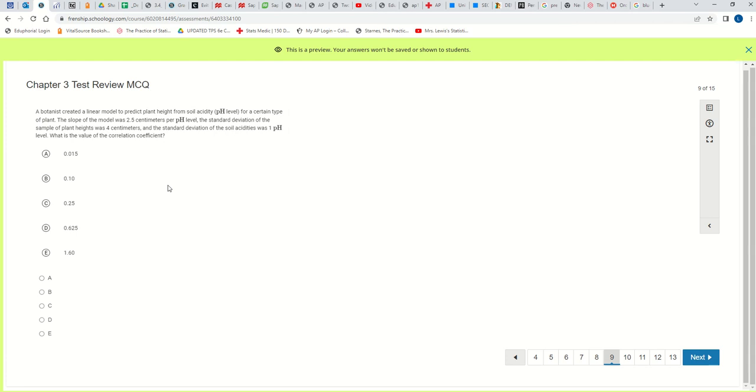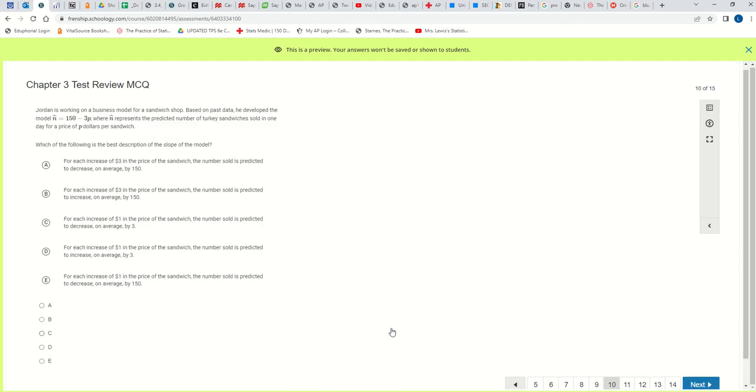D. What if it had asked for the coefficient of determination? What's that? What's the coefficient of determination a fancy phrase for? Does anybody know? That's R squared. So all you would need to do is take this 0.625 and square it to get the coefficient of determination. Know your names for things. You might want to make some flashcards or something.